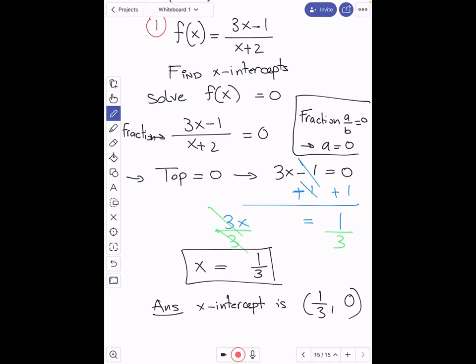All you have to keep in mind, guys, is that if you have a fraction or quotient equal to 0, it means that the top is 0. Oh, you made the bottom equal? Okay. Yeah.